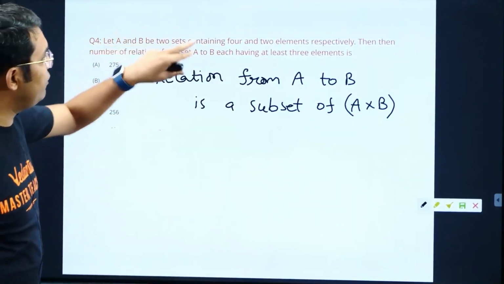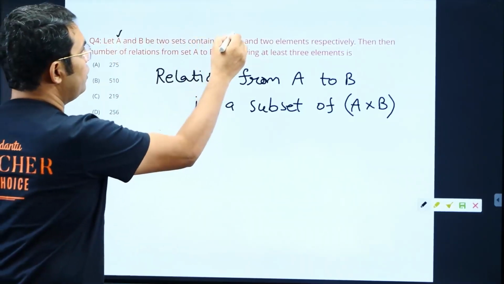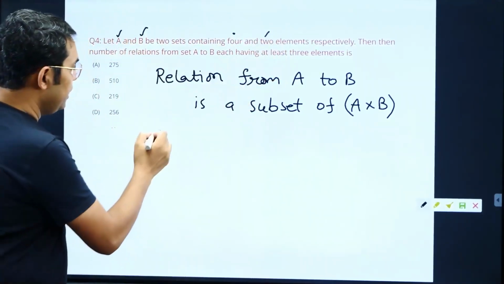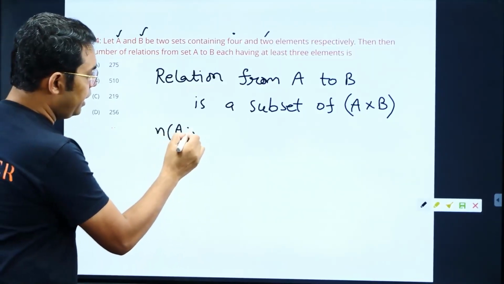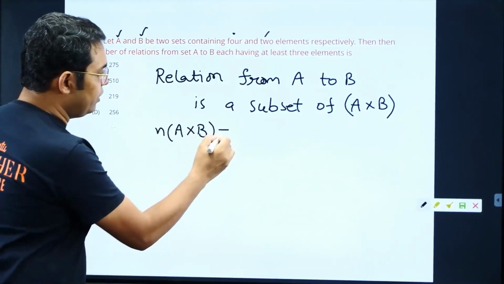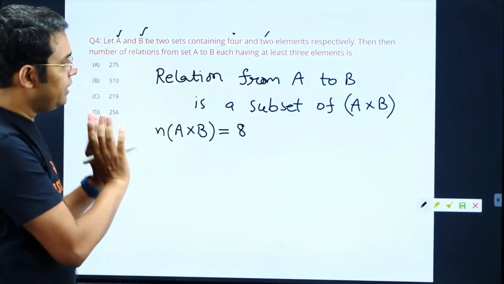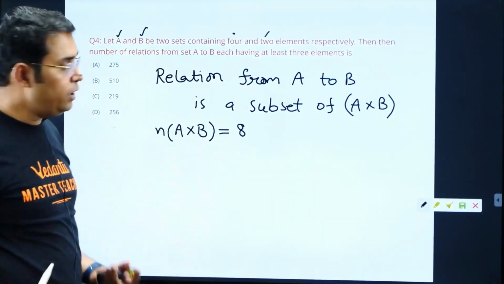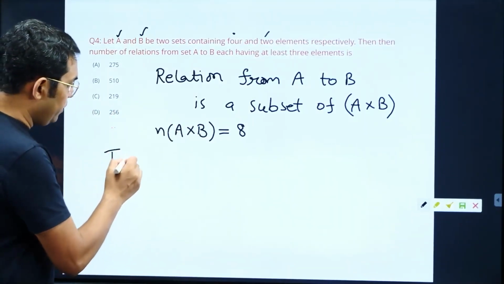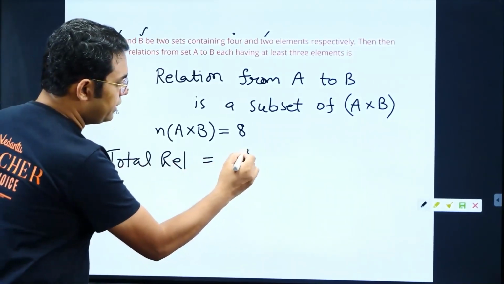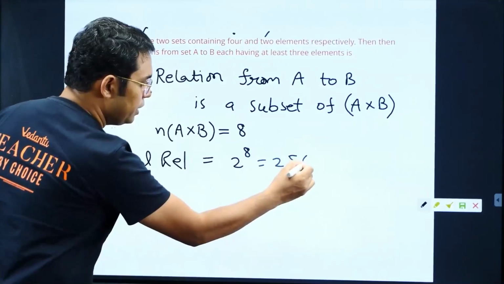Because A is having 4 elements and B is having 2 elements, the number of elements in A into B, that is their Cartesian product, will be 4 into 2, which is 8. Now, if a relation is a subset of A into B, the total number of relations could be 2 raised to the power 8, that is 256.